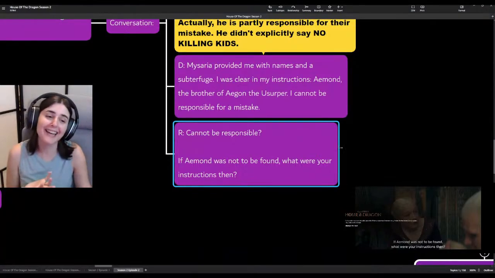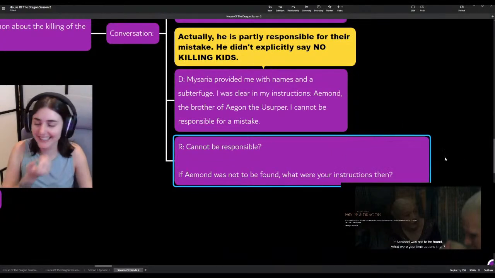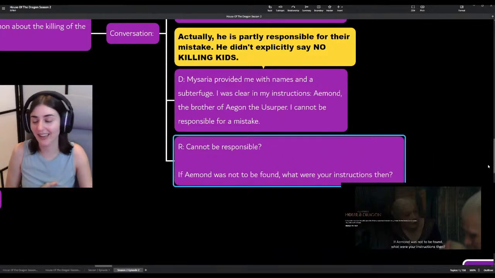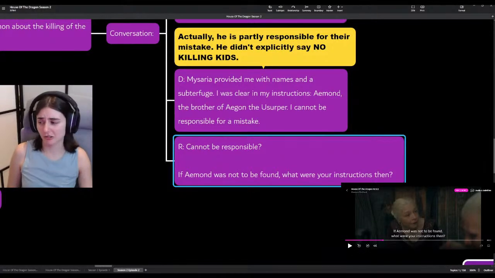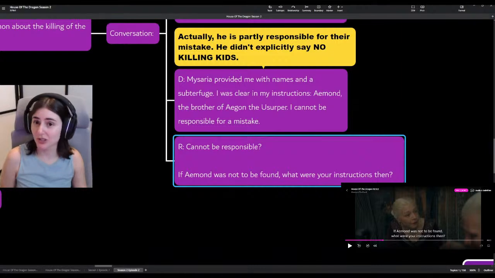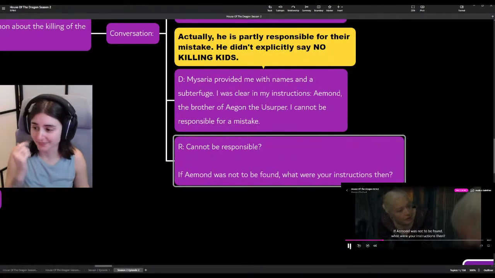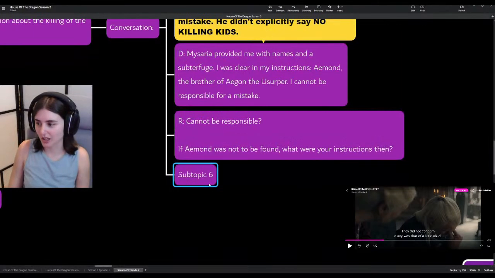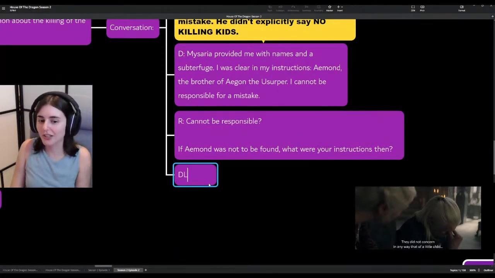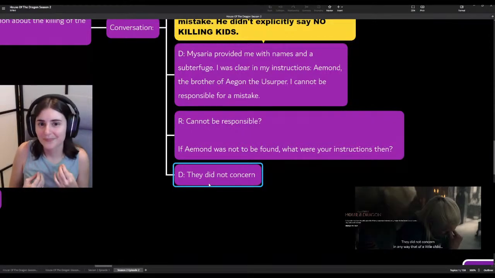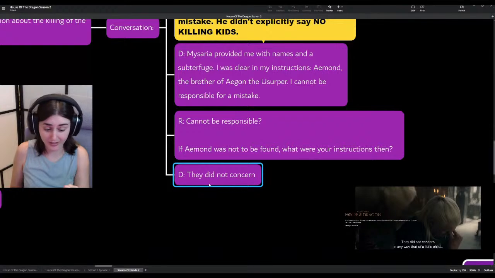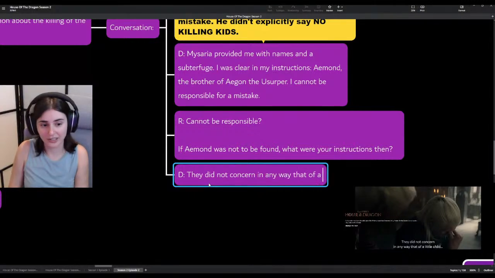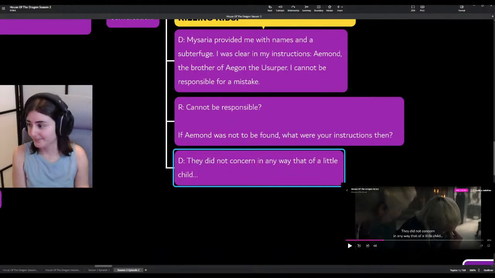He did, okay? He did say kill the kid. Because look, his answer is so weak here. Oh, well, it didn't have anything to do with the kid. Yeah, but you didn't say don't kill kids. They did not concern in any way that of a little child. So he could have said, don't kill a child. Maybe he thought that was a given, but these guys were horrible. The one kicked the dog, the other one took coins. They killed the kid.